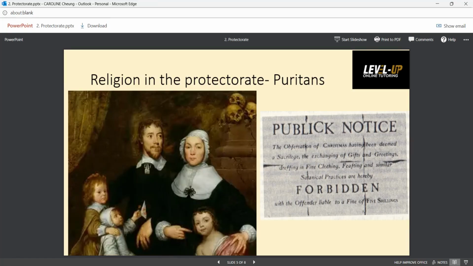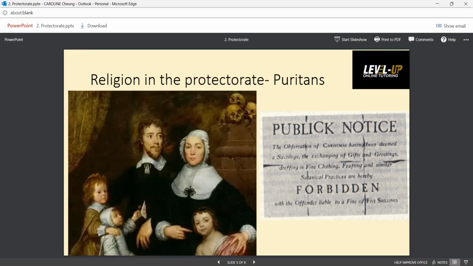You don't need to know it for the course, but it is a really interesting thing to study. One thing we do need to know about the time of the Protectorate is what's going on with religion. And the people who are very powerful at this time are the Puritans. They are going to come up in the course time and time again, so we need to know them.